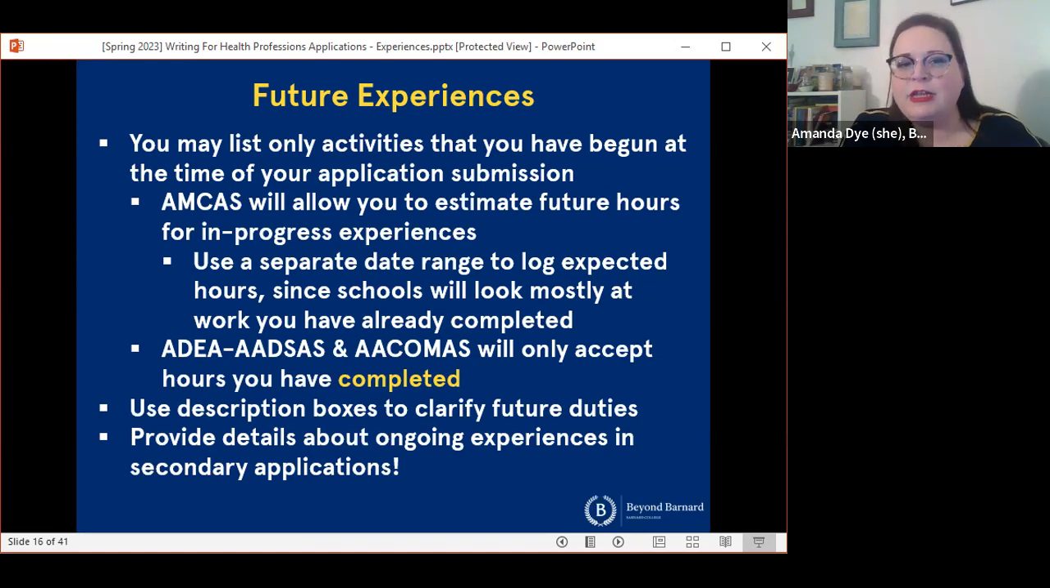It is important to know that ADSAS, which is the dental school application, and AACOMAS, the DO school application, only accept hours that you have completed, so you cannot include future hours for in-progress experiences there. If you have an experience that you're kind of new at, that you're including, try to use the description space to clarify the responsibilities, the duties that you're going to have. And of course, remember that in secondary applications and hopefully in interviews, you're going to be able to provide some additional details about ongoing experiences there.